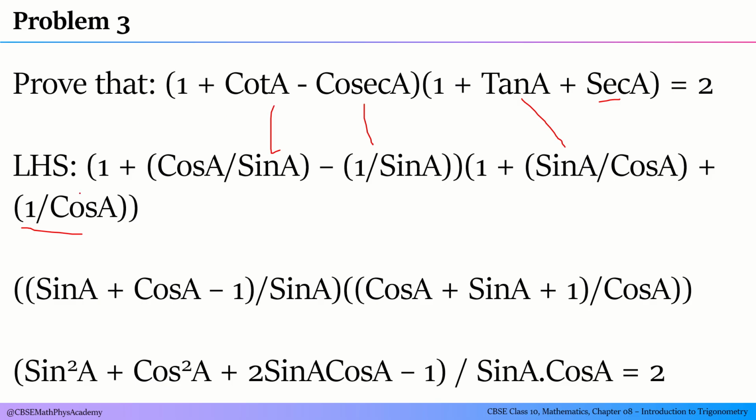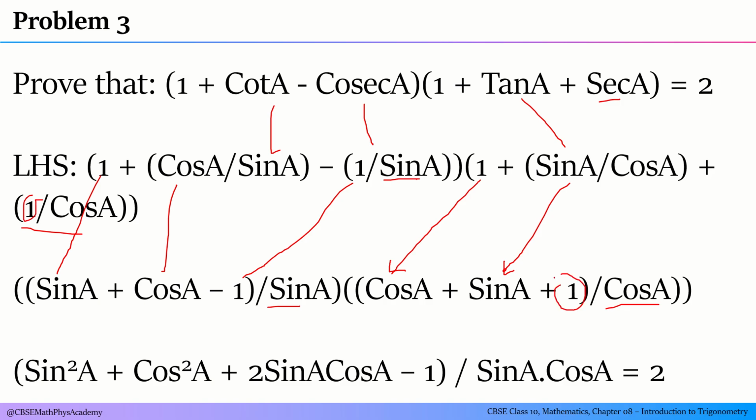So when I'm going to add it, I'm going to take LCM and add it. This sin A becomes a common LCM here. I'm going to add it. So 1 becomes sin A here, cos A, minus 1. Similarly, for the other term, cos A goes on the denominator. Then this one on addition becomes cos A, sin A. Then this one comes here.